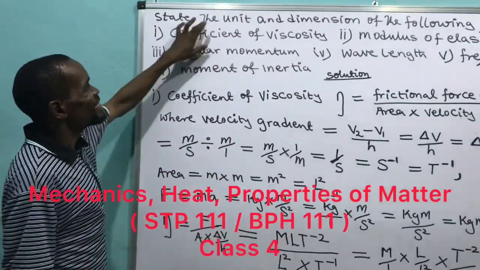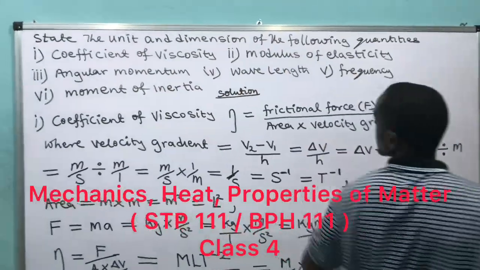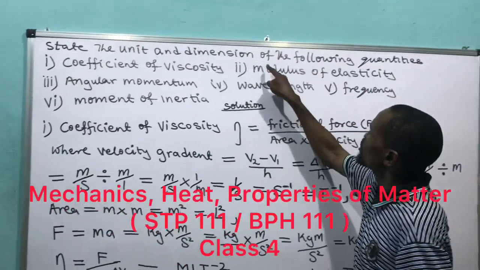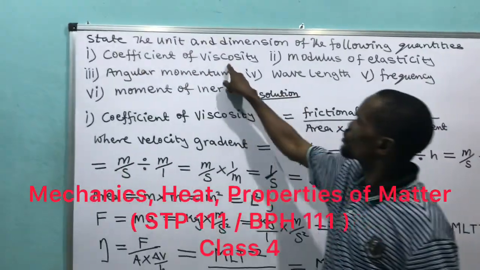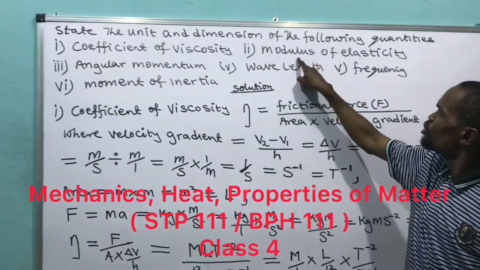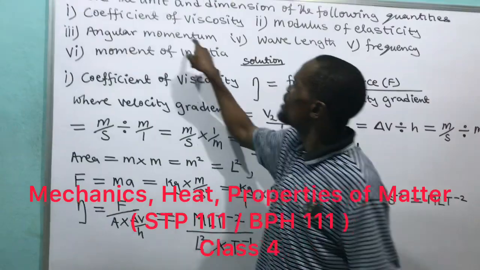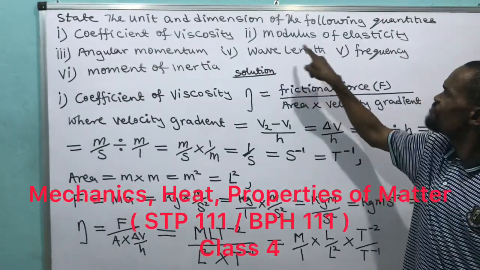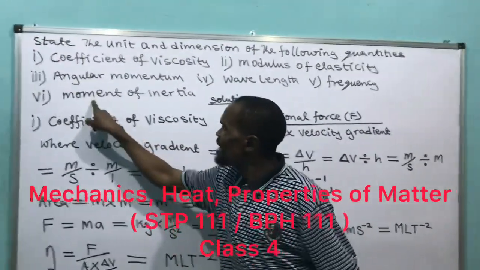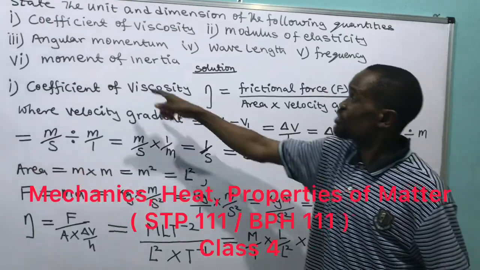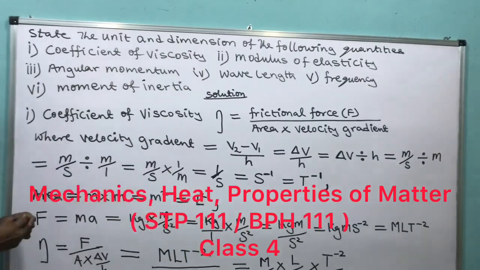Question. State the unit and dimension of the following quantities. I. Coefficients of viscosity. II. Modulus of elasticity. III. Angular momentum. IV. Wavelengths. V. Frequency. VI. Moment of inertia. Solution, without wasting time.